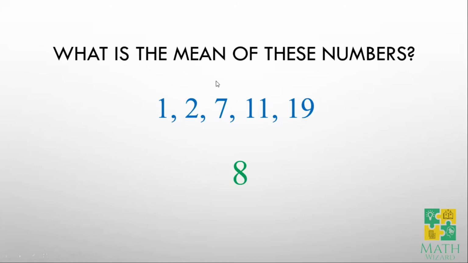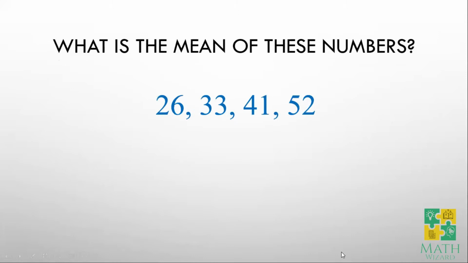Moving forward, let's have another example. What is the mean of these numbers? We have 26, 33, and 41. We have 52 also. And so therefore, our answer is 38. We add them together and divide the sum by 4. That's why we have 38.